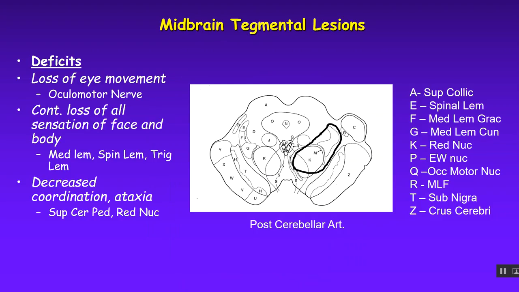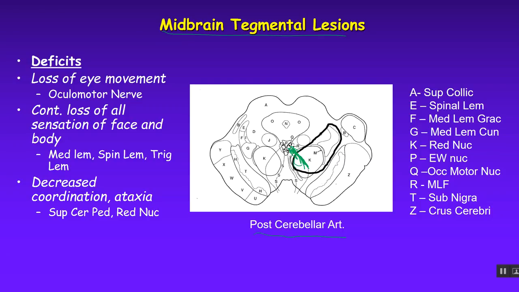And then we have a midbrain tegmental lesion. So this is the central tegmental region of the midbrain. Posterior cerebral artery is what tends to be affected with this one or cause this lesion. That's what supplies that area of the midbrain. The oculomotor nerve, again, is damaged with this lesion. So that's going to cause ipsilateral loss of eye movement.